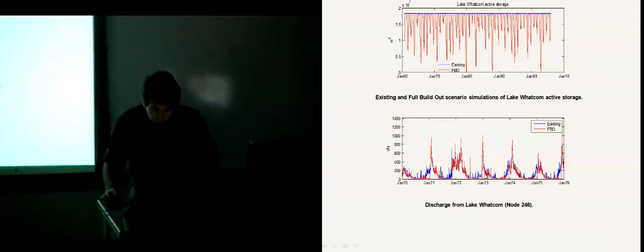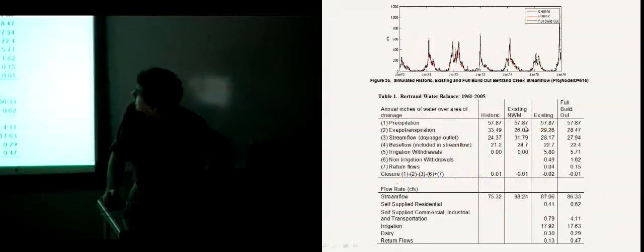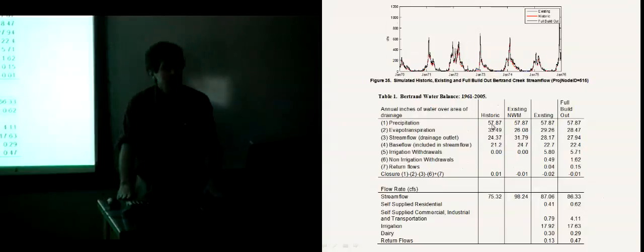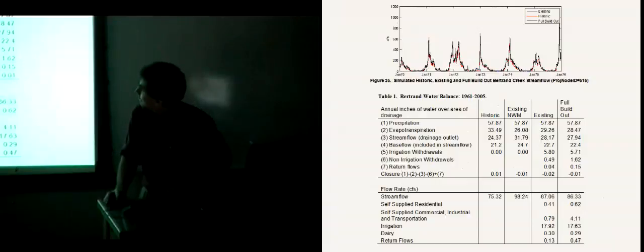We simulated the discharge from Lake Whatcom under the different conditions. We looked at water balance of specific areas. So this table shows essentially where the big water balance terms are, what's happening to the water. Where does the water go when it rains, if I can borrow the title from Jeff's talk next week. Well, in this model, you have precipitation, 57, evaporation, 33. These are inches per year.